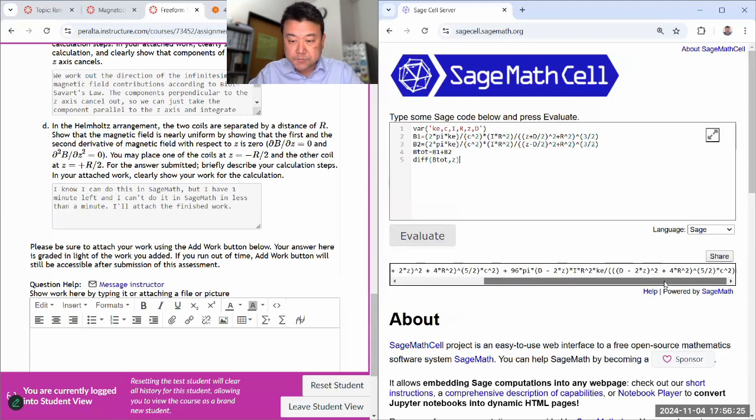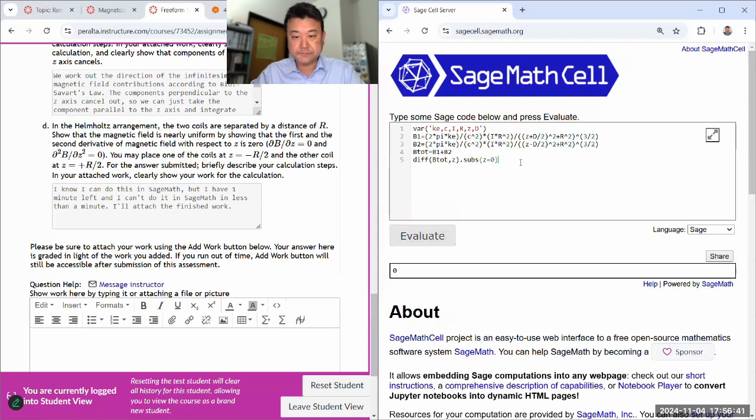And out of that expression, I need to substitute in G equals 0. So this is giving me a function of G, but I don't want that. I want, after taking the derivative, to substitute in G equals 0. Yeah. So I'll say print result of the diff B total G subs G equals 0. And then I'll print that.